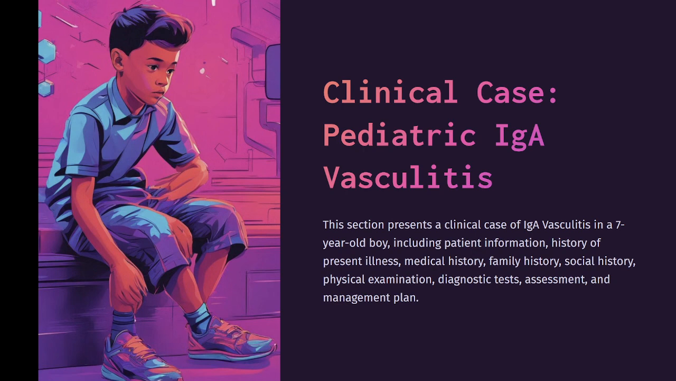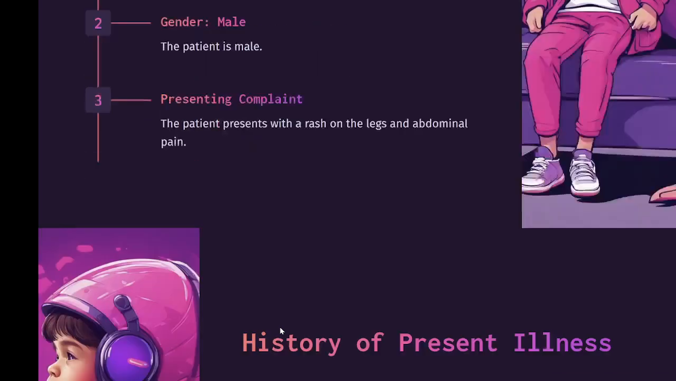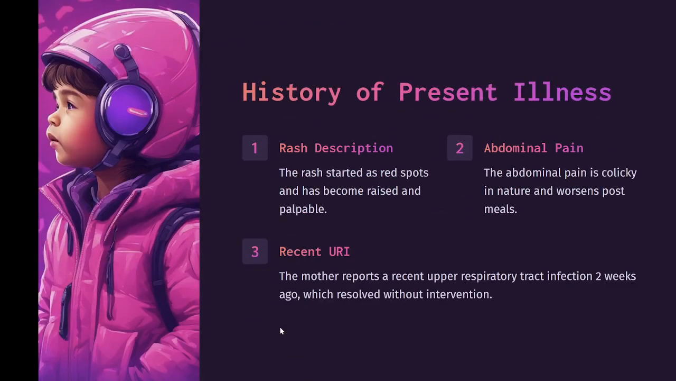The rash started as red spots that have become raised and palpable. The abdominal pain is colicky in nature, worsening post-meals. The mother reports a recent upper respiratory tract infection 2 weeks ago, which resolved without intervention. Medical history, unremarkable, up to date on vaccinations. Family history, non-contributory. Social history, attends 2nd grade, no recent travels or sick contacts.